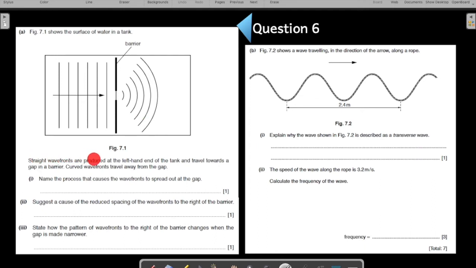Straight wavefronts are produced on the left hand of the tank and travel towards a gap in the barrier. Curved wavefronts travel away from the gap. Name the process that causes the waves to spread out at the gap. 1 mark question, you have to just name the process. It is, you said it correct, it is diffraction.